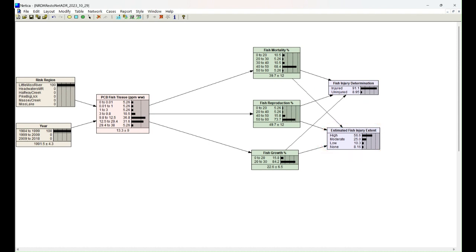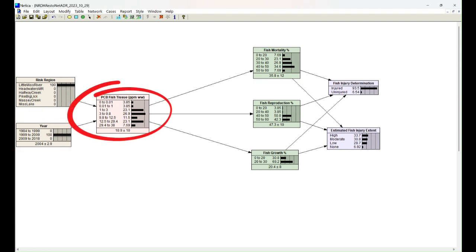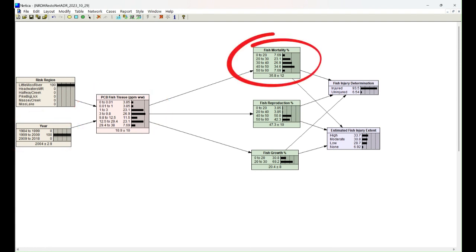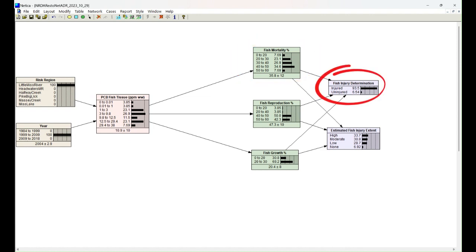If I change the year node to be the years during remediation, we start to see fish tissue concentrations decrease, which in turn decreases likelihood of fish mortality or other negative effects. The probability of injury remains high, but the extent of that injury is almost evenly distributed across the low, moderate, and high state.